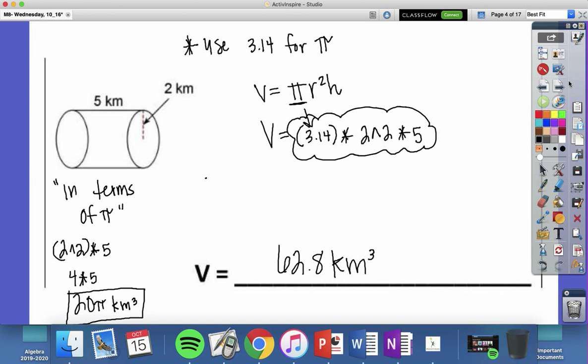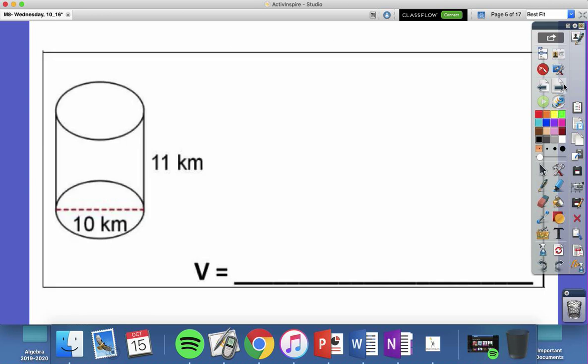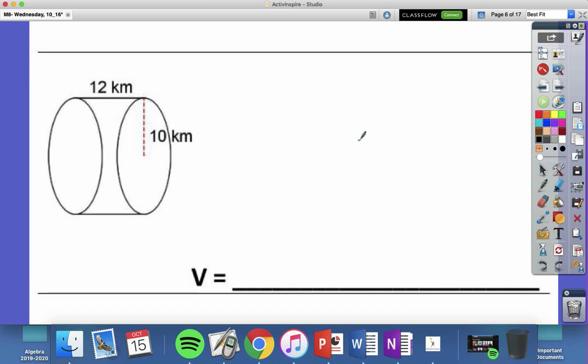So on the next two questions, I would like you to try. You've got one where they're giving you the diameter and you need to be careful because you need the radius. And then you have another one where they are just giving you the radius, so you can go ahead and start plugging it into the formula where it goes.